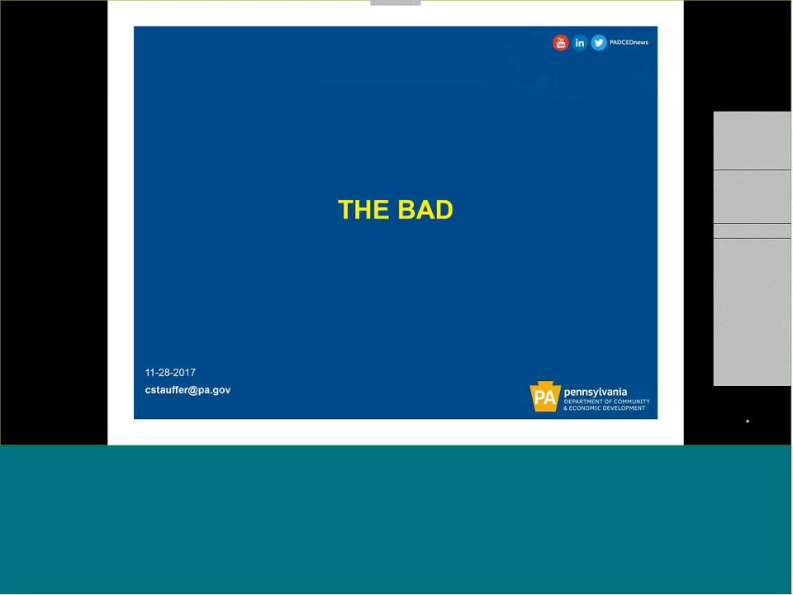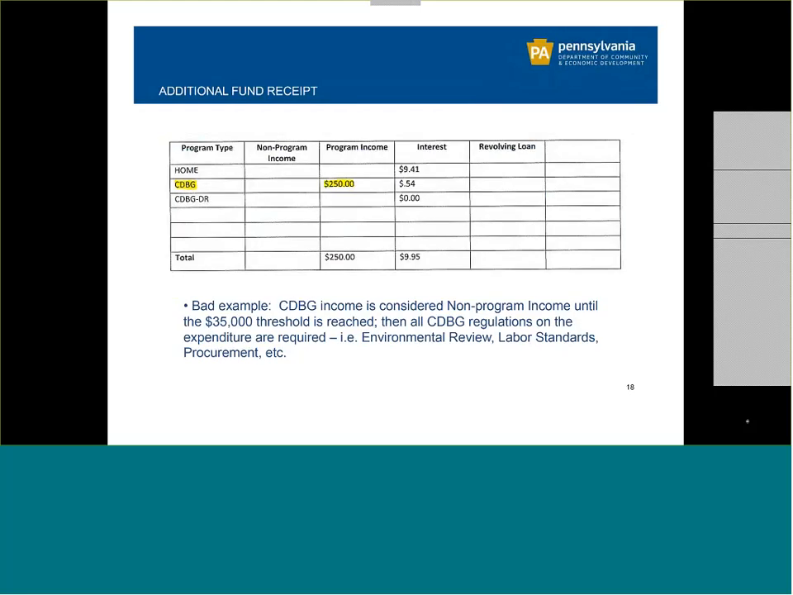Okay, now to the bad. The grantee listed CDBG funds as program income, but CDBG income is considered non-program income until the $35,000 threshold is reached. Then all CDBG regulations on the expenditure are required. An example: environmental review, labor standards, procurement, etc.